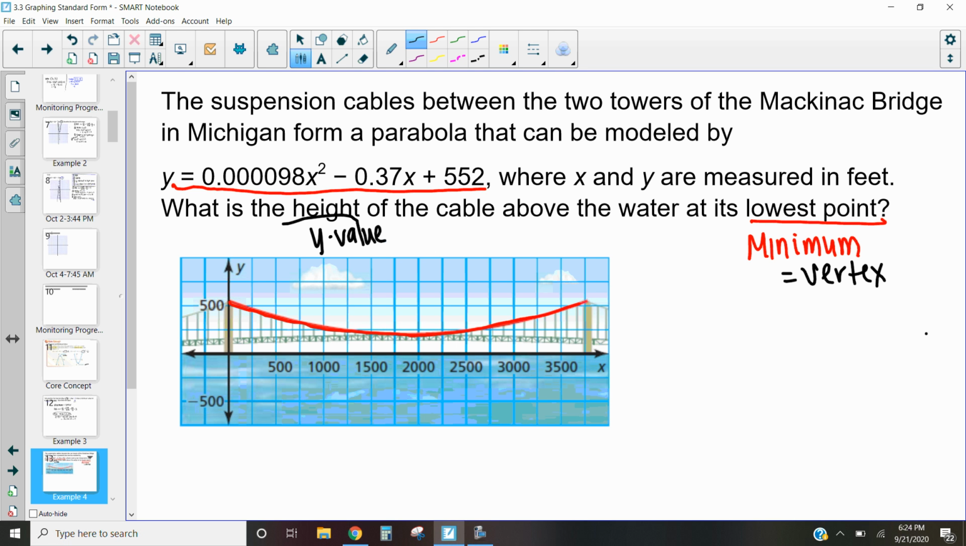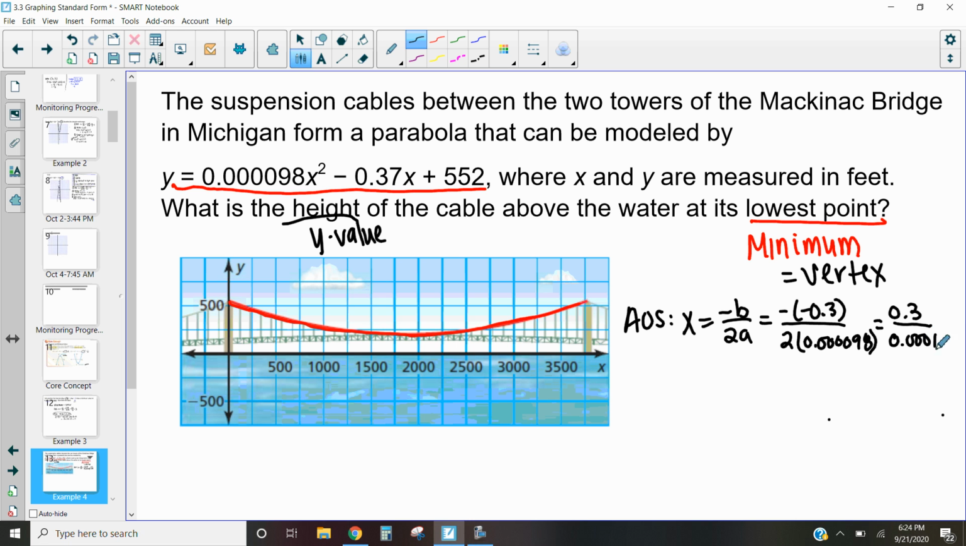Remember, to calculate our vertex, we want to find the axis of symmetry first, and our axis of symmetry is negative b over 2a. Get out a calculator for this because we do have some decimals. When we substitute negative b and 2a into our formula, we get 0.37 over 2 times 0.000098. Now we simplify: 0.37 over, and as I multiply that by 2, we end up getting 0.000196.